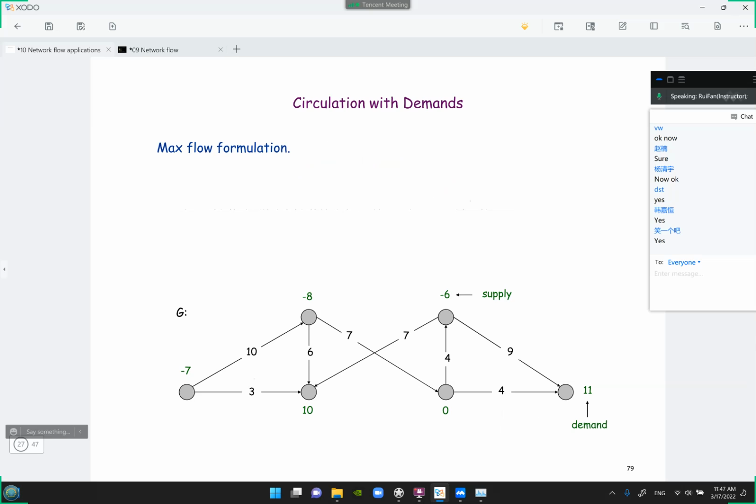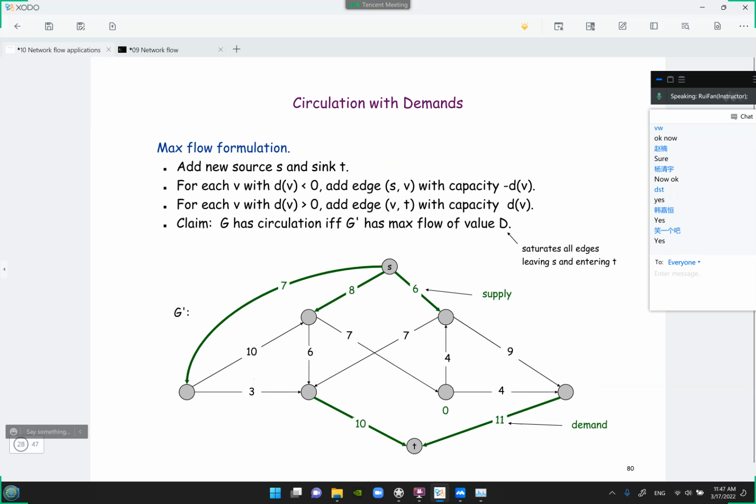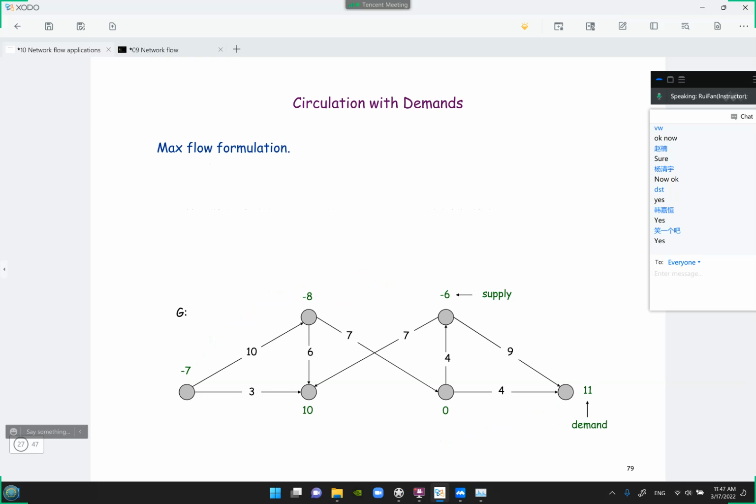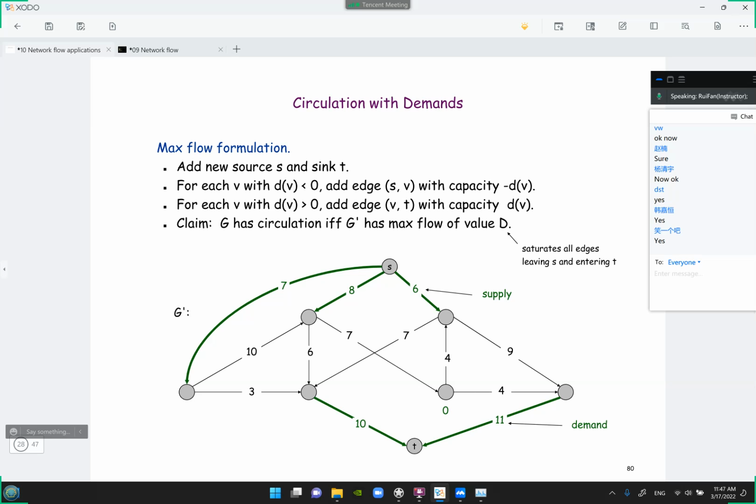Now, however, what if you actually want to find a circulation? Then the way that we can do this is, again, you can use a max flow formulation. You start with a graph in which we're trying to find a circulation, and we're going to convert this to a max flow. To do this, you just add a source node and a sink node. These are not part of the circulation, but we're going to add them in.